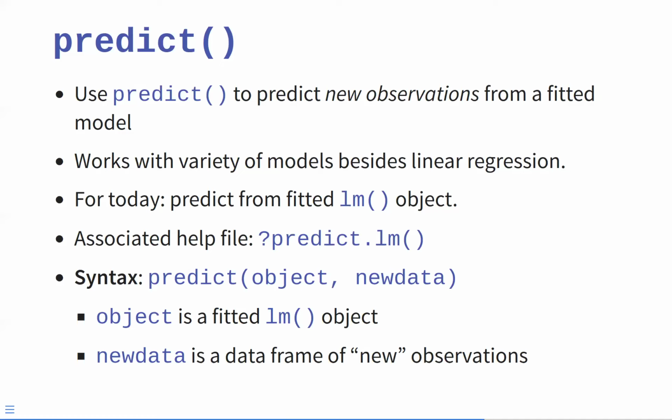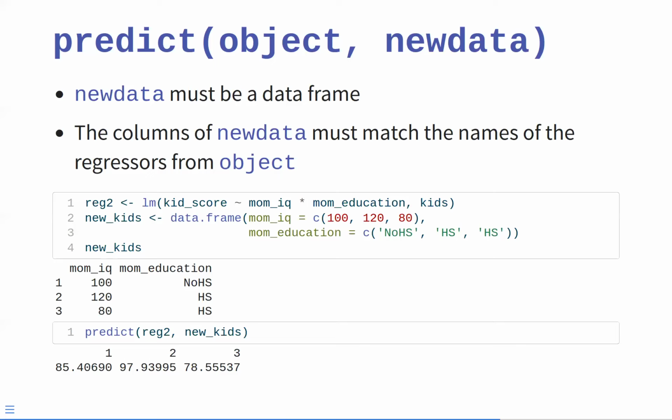And the basic syntax is predict, then the name of some object that is a fitted model, and then a newdata object. So newdata is going to be a data frame of the new observations that you want to predict. So in linear regression, it's going to be the x values at which you want to predict y based on the fitted regression. So newdata must be a data frame, and we know that a tibble is an example of a data frame, so that's fine. The columns of newdata must have names that match the names of the regressors from the fitted lm object that you passed into predict.